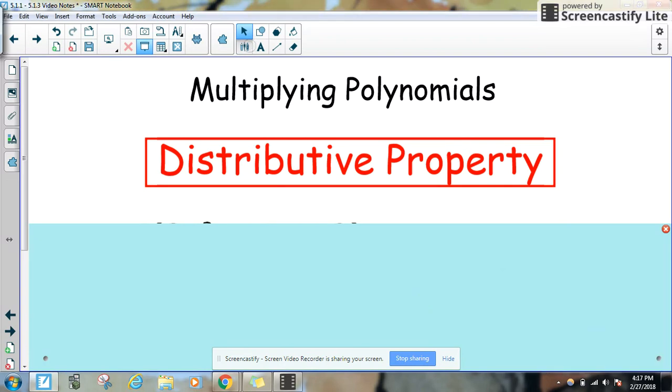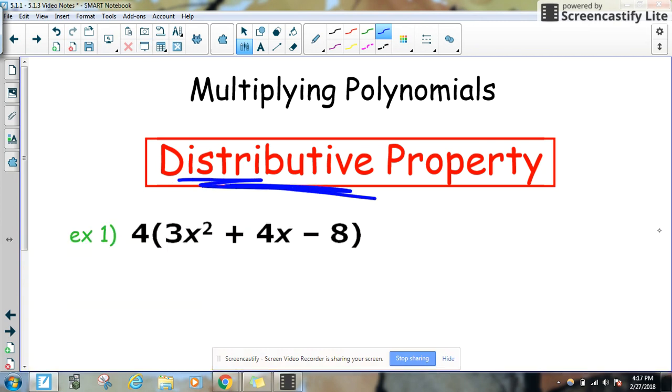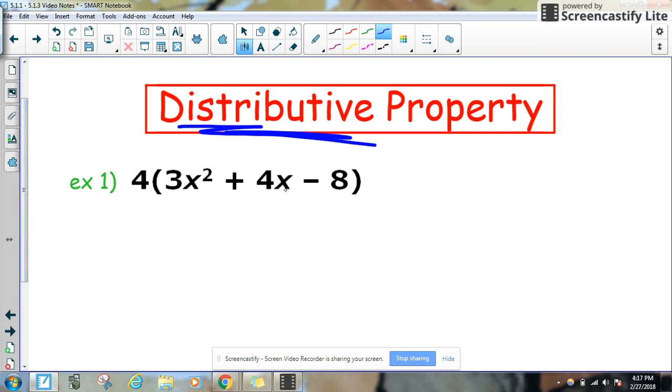The only thing you need to know when multiplying polynomials is to use the distributive property. Let's try an example. Okay, so if you use the distributive property to multiply this, you're just going to do this times that, and times that. Now, it's very important when multiplying polynomials that we first talk about each one individually.